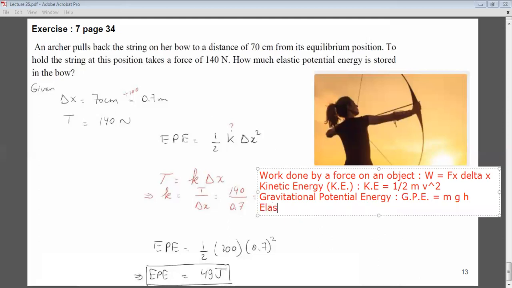And finally, elastic potential energy, EPE, is equal to half K delta X squared. So it only happens when there is compression or elongation, so when there is delta X. Okay, these formulas are to be memorized, and we will be using them next week as we start mechanical energy.